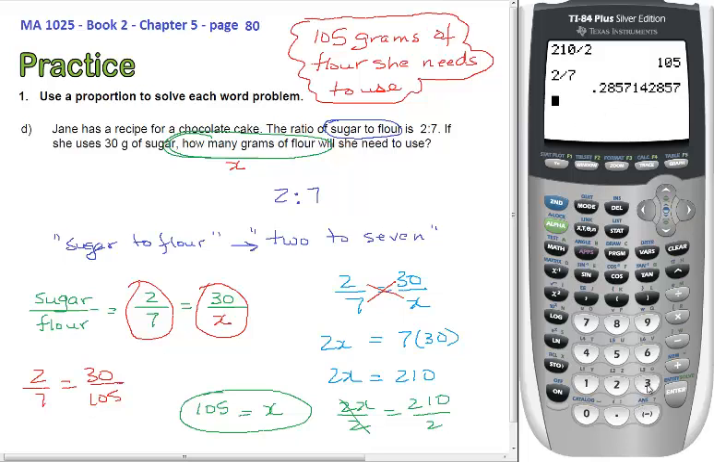Now let's do 30 divided by 105 and see if we get the same answer. And indeed we do. That means the left-hand side equals the right-hand side. Therefore, if the left-hand side is the same as the right-hand side, then we know our answer is correct. So the answer is 105 grams of flour.